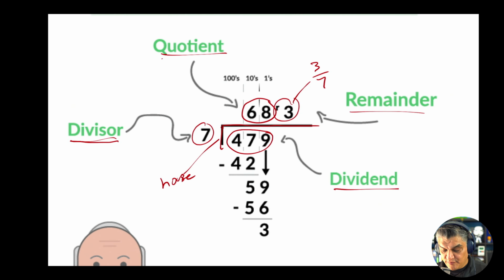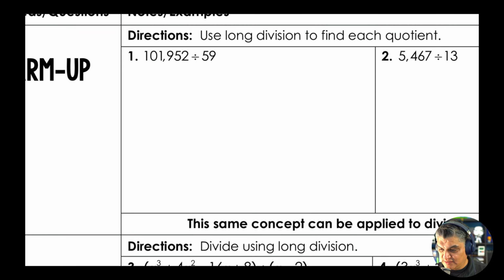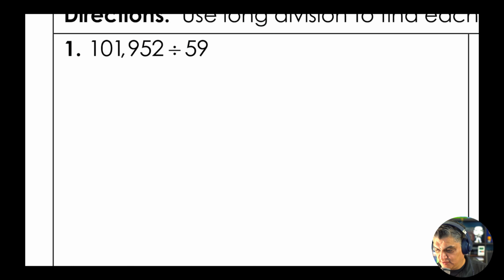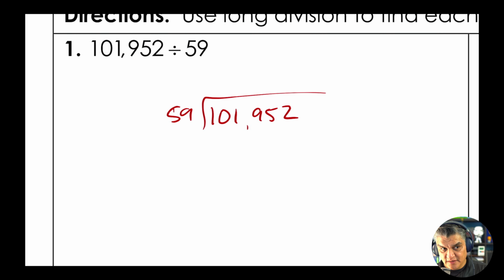Does everyone remember how and what the steps are? So this is why I wanted you to do this. So we get 101,952 divided by 59. Let's go through these steps. Now I'm going to go through this slowly and carefully, and you're going to remember the steps I'm doing because we're going to be doing this. Here's the tell me why.